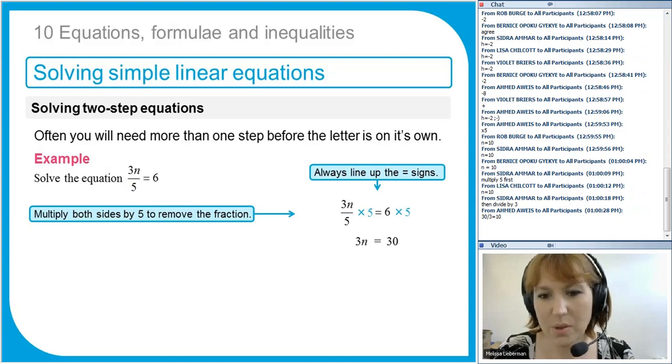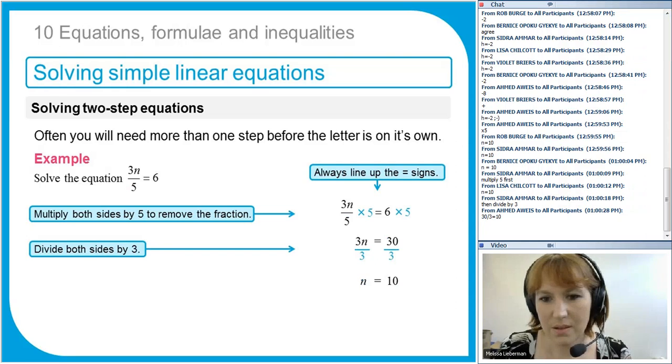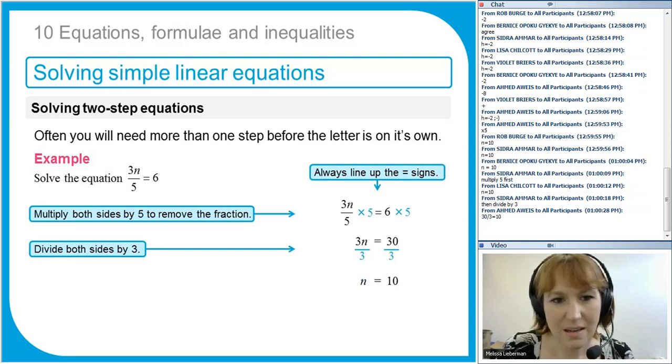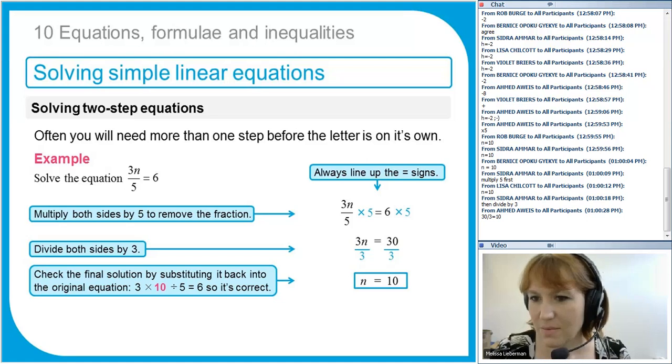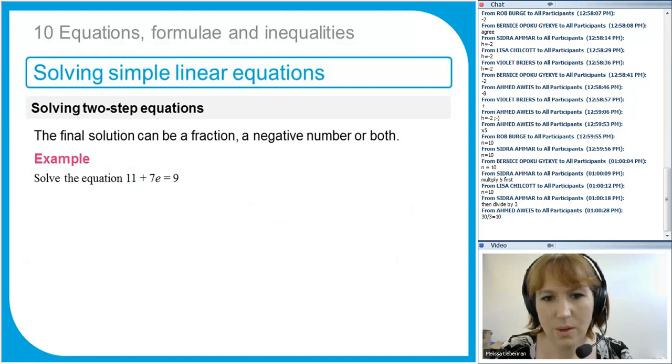3 times n equals 30. To get rid of the times 3, which is what that 3 in front of the n is doing, it's multiplying, we divide by 3 both sides. So if 3n's are 30, then 1n, or just n on its own, will be 10. So we just divide both sides by 3. So n equals 10. Let's check that that works. 3 times 10 is 30 divided by 5. And 30 divided by 5 is 6. So that's right. Okay, good. Good.